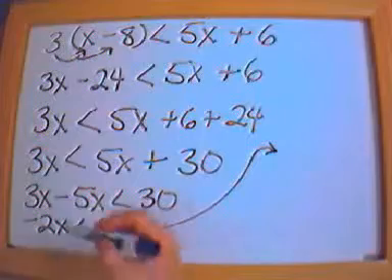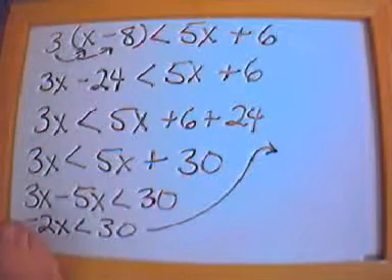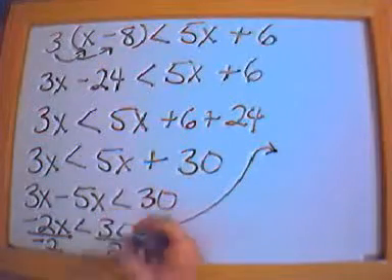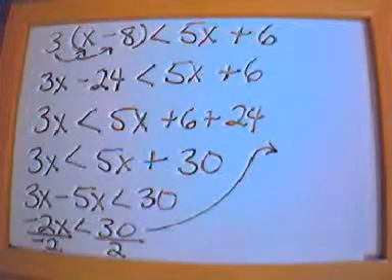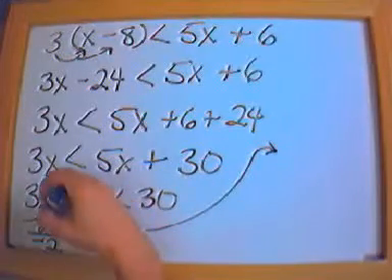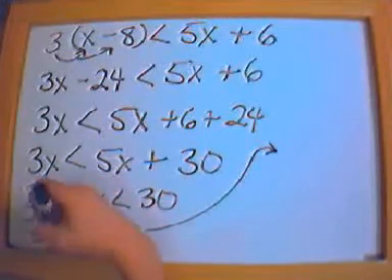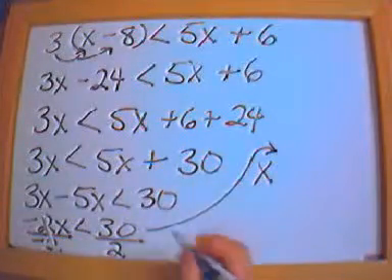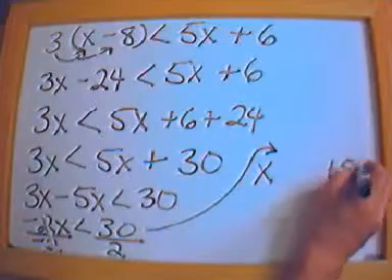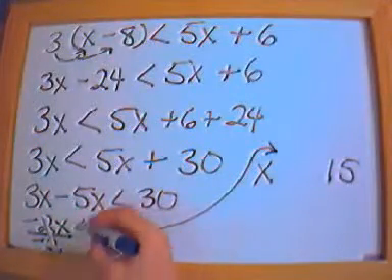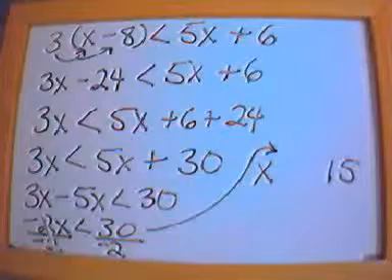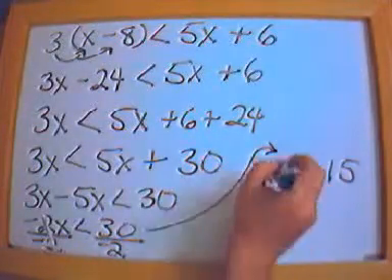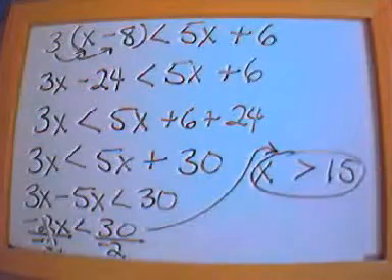The final thing is, in order to get x by itself, I need to divide both sides by negative 2, just like this. Okay? So on the left, these 2's are going to go away. Okay, which leaves me with x, and then 30 divided by 2 is 15, and because I have divided both sides by this, which should be a negative 2, by a negative number, I must flip the direction of this sign. So x is greater than 15.